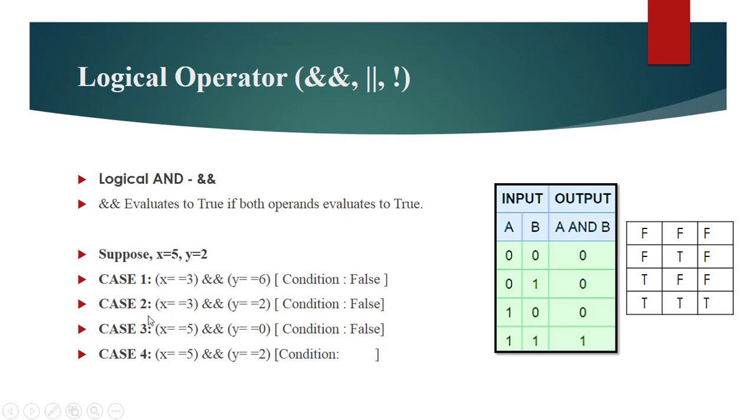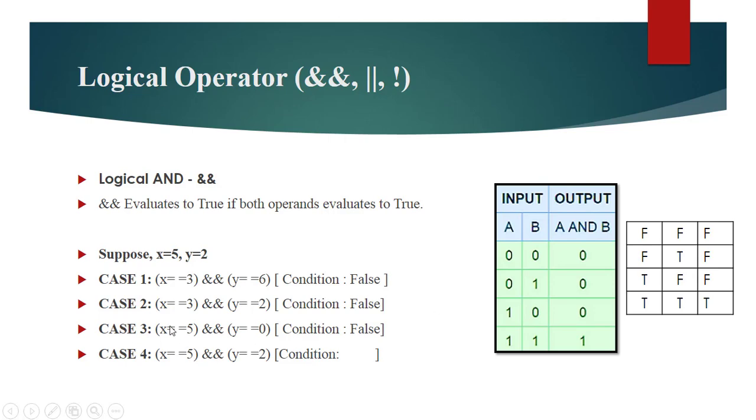For case 2, you can check here, x is 5 and 5 is not equal to 3, that is false. And here 2 is equal to 2, the condition is true. We have one false and one true. Check in the truth table, one false and one true, then the result would be false.